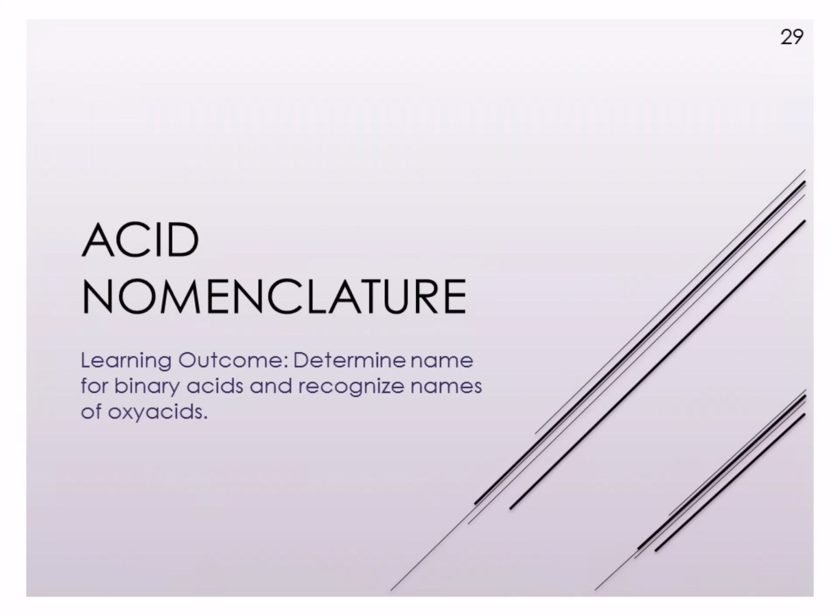Now we want to look at acid nomenclature, which is really kind of a subcategory of ionic nomenclature. We're still dealing with inorganic compounds, and what we're going to look at here is that we want to determine names for both binary acids, and we want to be able to recognize the names of oxyacids. We won't get into all the rules of oxyacids, but it is a good idea to be familiar with how they're named so that you can recognize them when you see them.